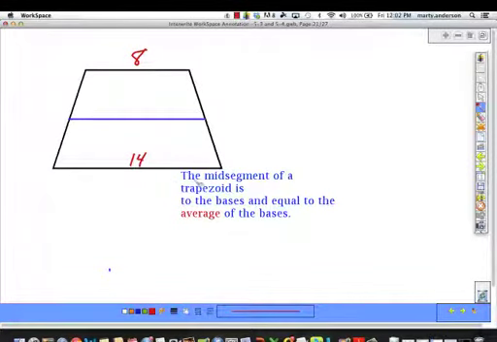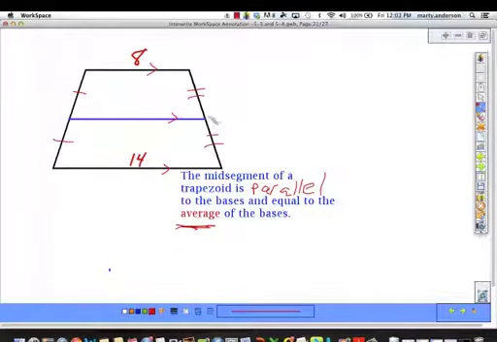The mid-segment of a trapezoid is parallel to the bases, eh? Parallel. How many A's in the word parallel? Is parallel to the bases and equal to the average of the bases. How do we average two numbers? Remember, the bases are the parallel sides, and we're saying that this is going to be parallel as well. So a mid-segment of a trapezoid cuts that and that, cuts that and that.